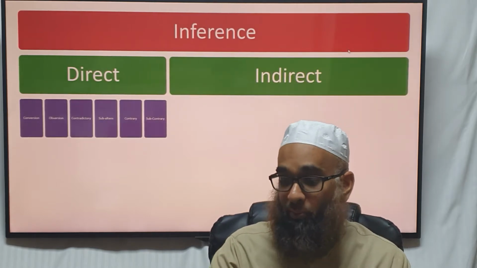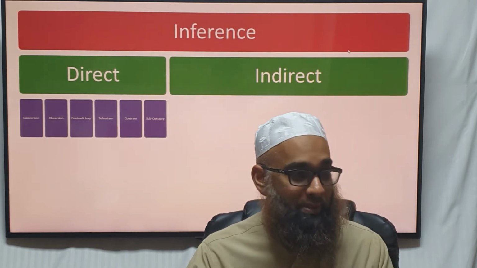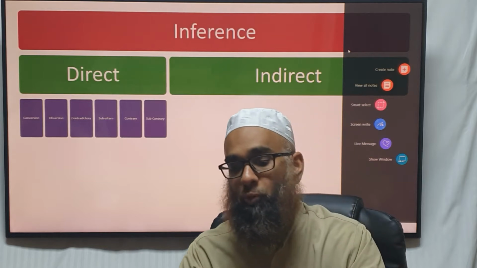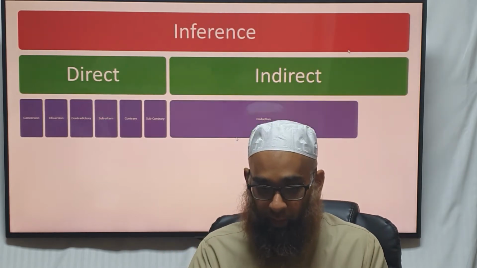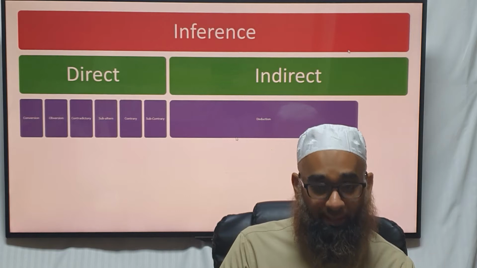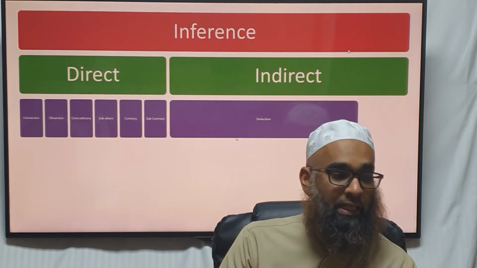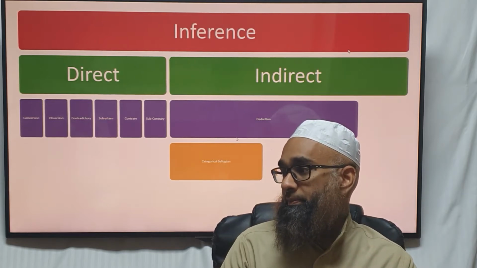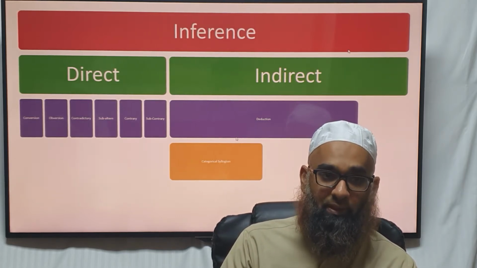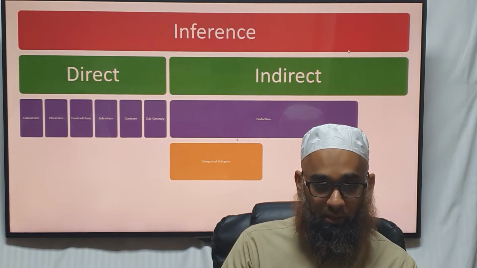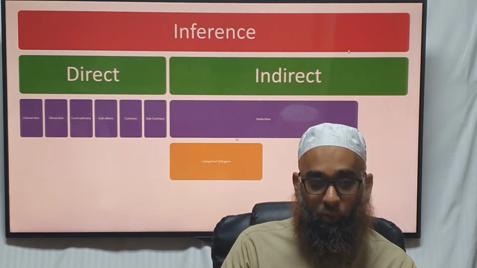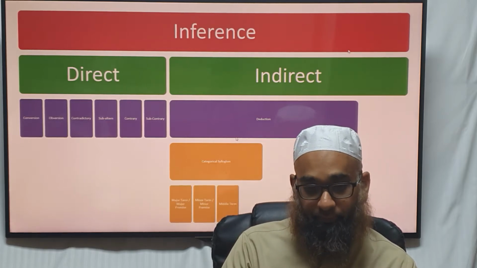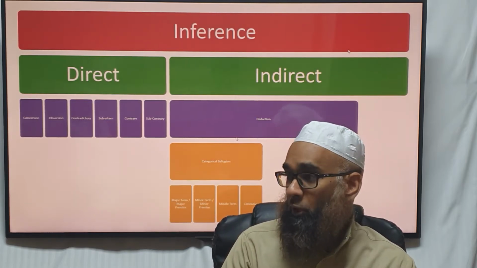Then we moved on to indirect inference. What does indirect inference mean? When you have two sentences or two propositions, and from those two propositions we deduce new information. This is called what? Indirect inference. Now in deduction, we have categorical syllogisms. In there we have major term, minor term, middle term, the sughra, the kubra, the hadd al-awsat, hadd al-asghar, hadd al-akbar. Correct? And then we get the natija, the conclusion.